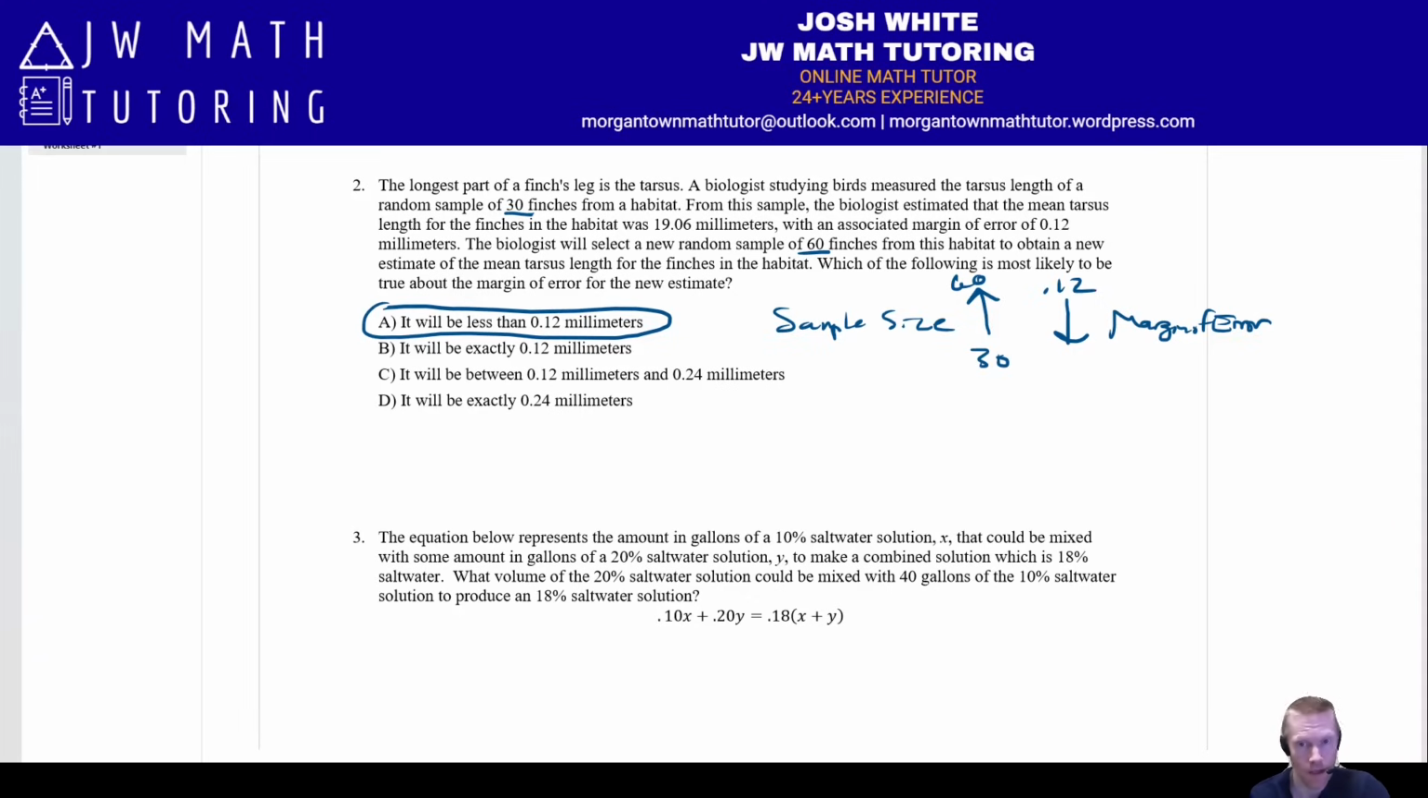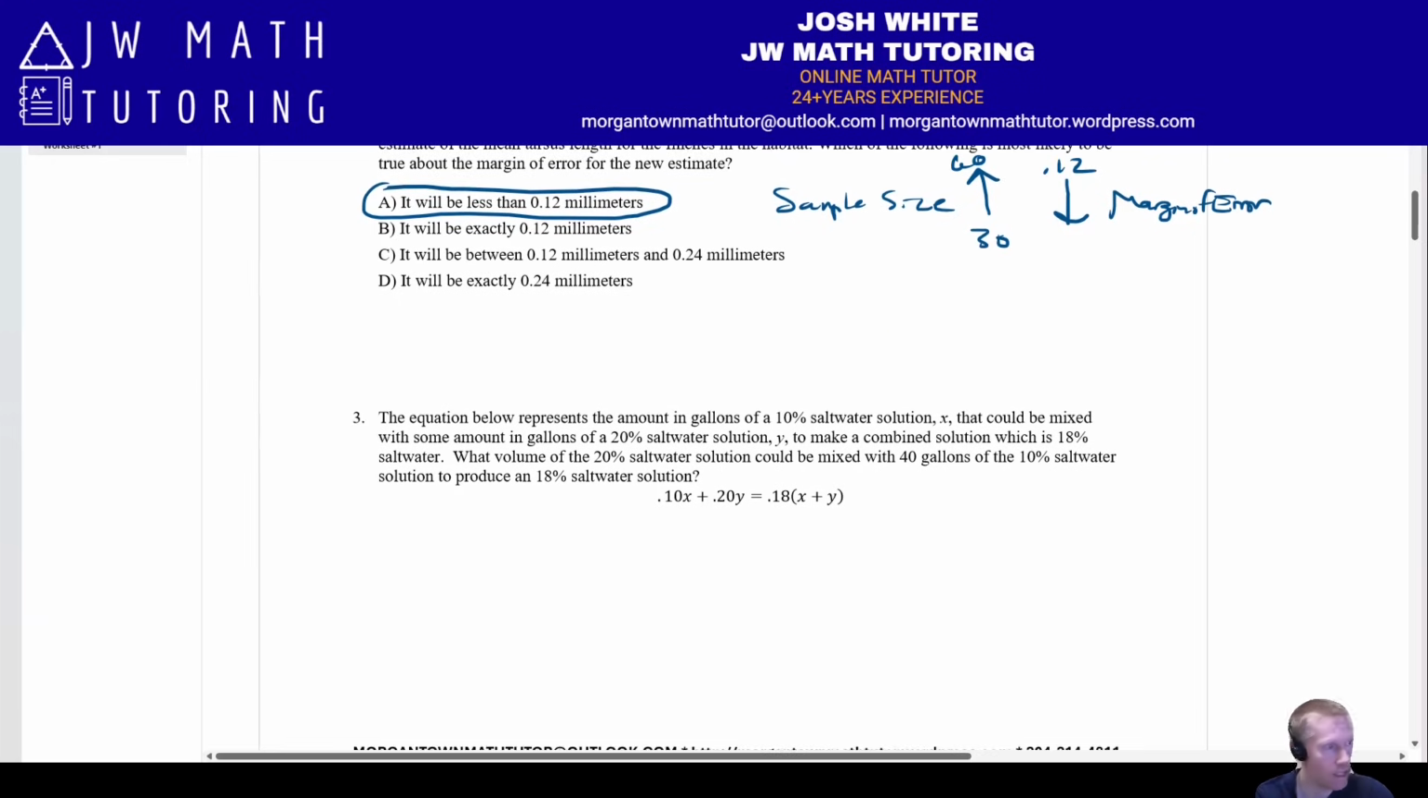And that's it. And the opposite also works too. If the sample size went down, if you selected fewer finches, then the margin of error would go up. So essentially the thing to remember is that margin of error and sample size, when you're talking about a survey, have an inverse relationship. One goes up, the other goes down. One goes down, the other goes up.